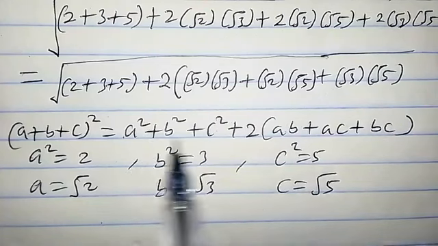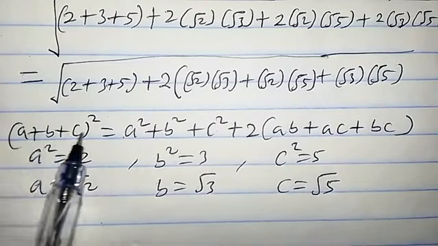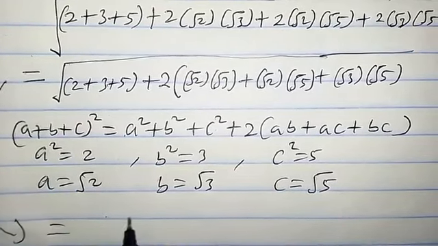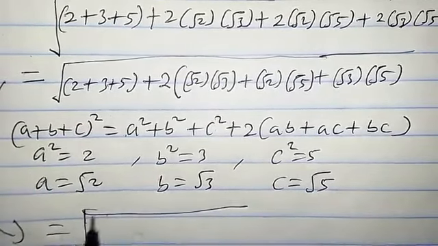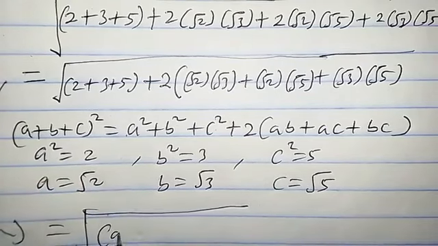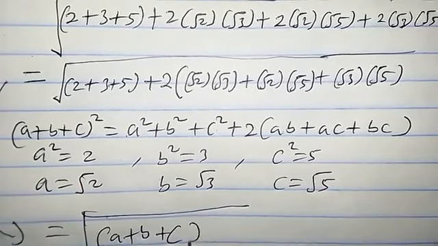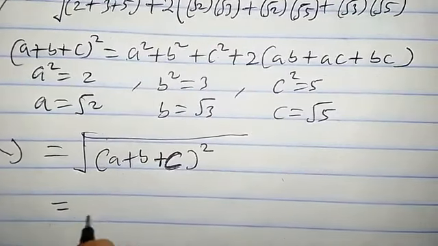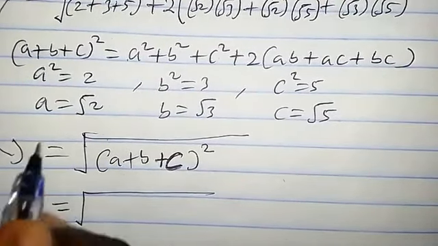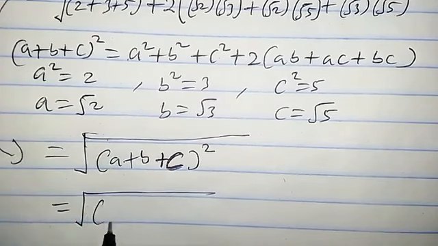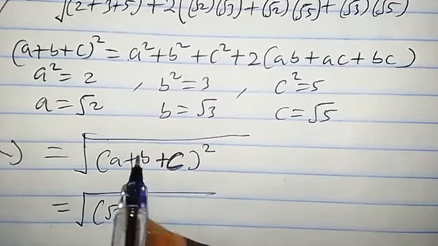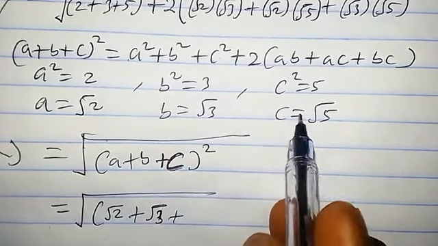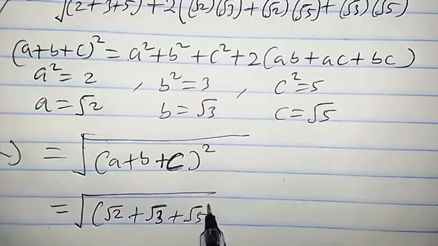Since this right hand side is the same thing as this left hand side, so we are going to plug in this guy here. So from here, we're going to have this to be equals square root of, that will be a plus b plus c all squared. This is letter c. So this equals square root of, what is a? That is square root of 2. So we have square root of 2 plus, what is b? That is square root of 3 plus, what is c? That is square root of 5 all squared.